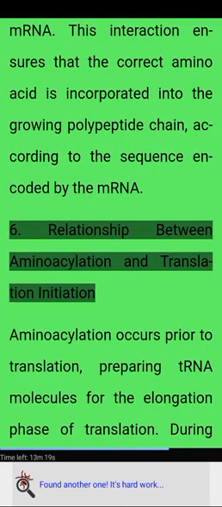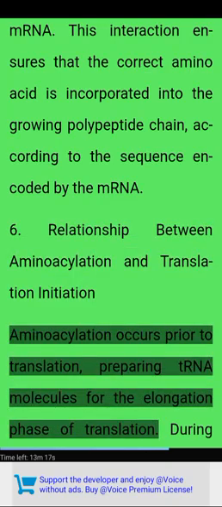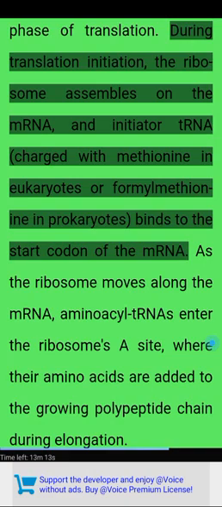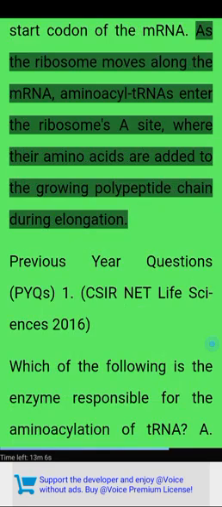6. Relationship between aminoacylation and translation initiation. Aminoacylation occurs prior to translation, preparing tRNA molecules for the elongation phase of translation. During translation initiation, the ribosome assembles on the mRNA, and initiator tRNA charged with methionine in eukaryotes or formylmethionine in prokaryotes binds to the start codon of the mRNA. As the ribosome moves along the mRNA, aminoacyl-tRNAs enter the ribosome site, where their amino acids are added to the growing polypeptide chain during elongation.